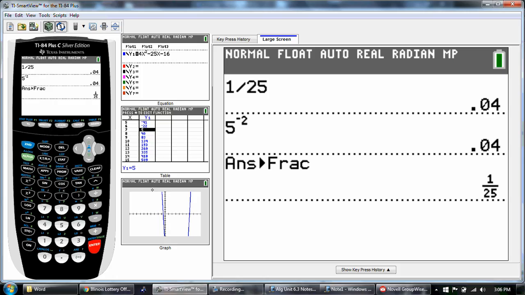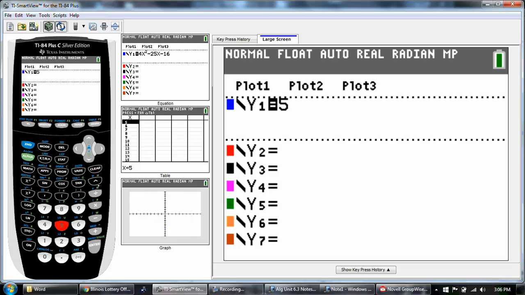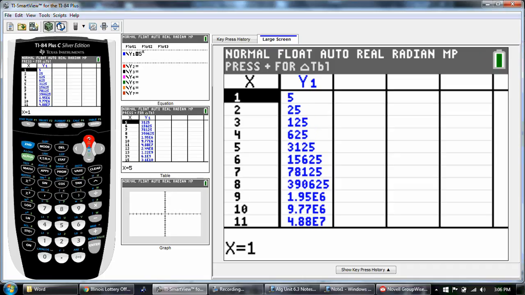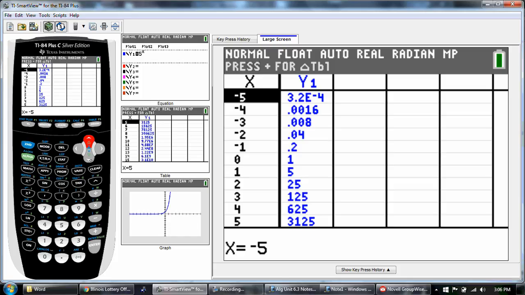Now, if you have a calculator, once again, I'm just going to go into the y equals, and then we have y equals 5 raised to the x. And if I go to my table, there's 2, 1, 0, -1, -2. Okay, so I'm just going to move it so it's easier to see. And then you can see all of the answers, -2, 0.04, -1, 0.2. Okay, so if you've got the graphing calculator, that is a lot easier.